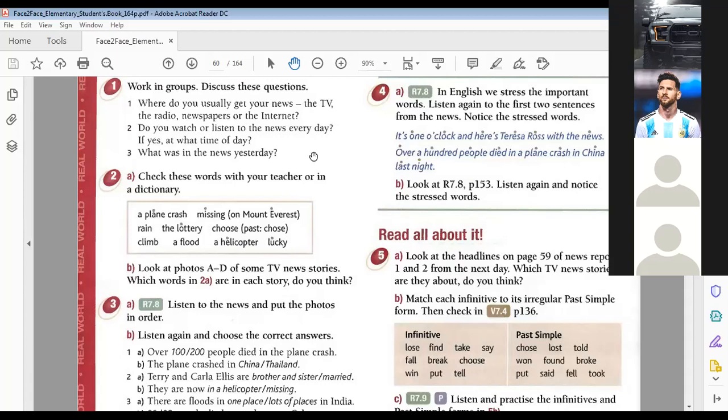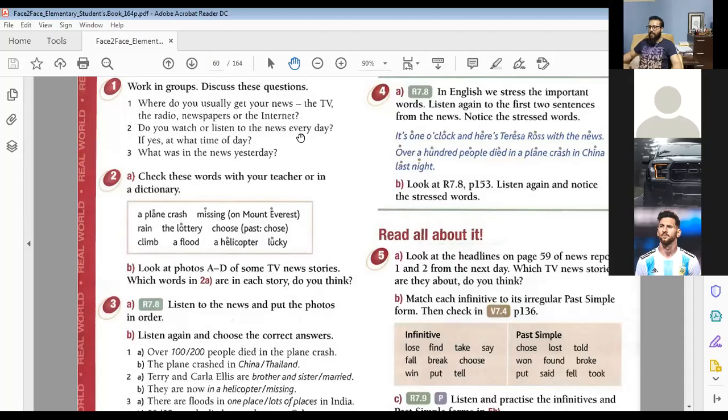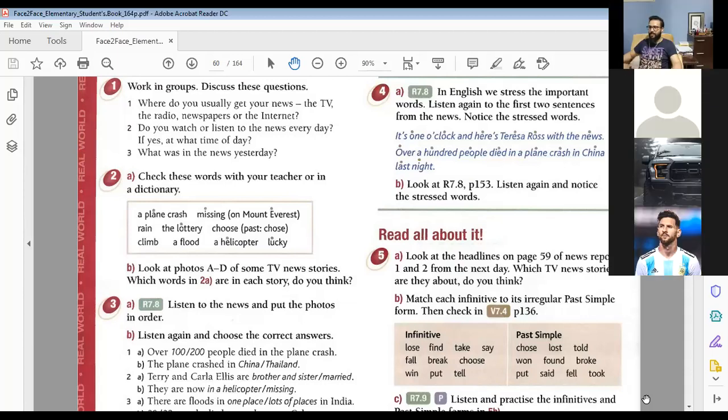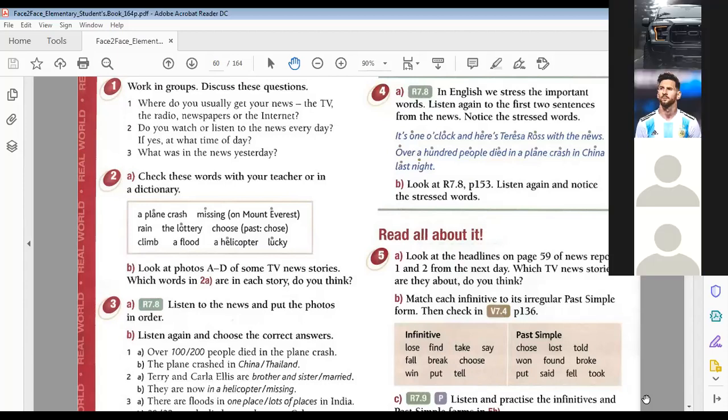Do you watch or listen to the news every day? Who listens to the news every day? Not me. Not Rashid, okay. Najat, do you listen or see the news every day? No. Salma, what about you? No. In the wars only. During the war, you watch the news every day. Yes. But it's always war in Libya. Yeah, we're so used to it, so maybe we don't watch it anymore.